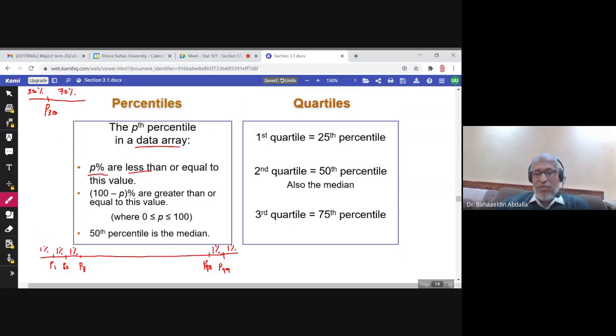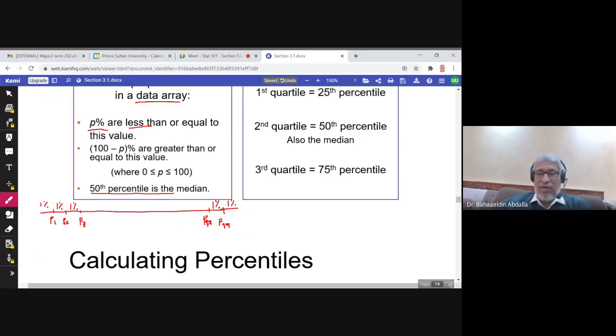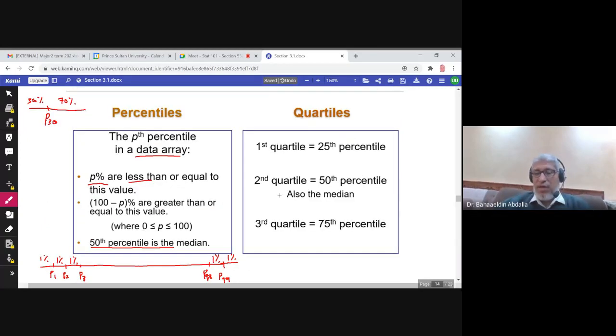The 50th percentile is the median, because we know that 50% of the data lies to the left of the median and 50% lies to the right of the median. And this is exactly the definition of the 50th percentile. So the median, MD, is in fact P50, the 50th percentile.